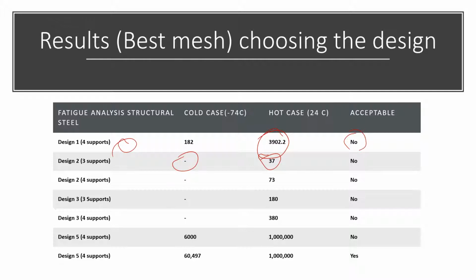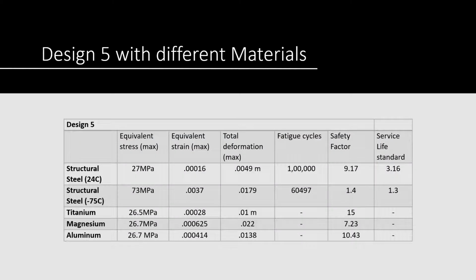We moved on to designs 2, 3, 4, 5, all the way up to design 5, where we finally saw an acceptable cycle count, and we decided that would be our design. So now that we have our geometry, we moved on to experimenting with different materials. First, we did a full run with structural steel, looked at the safety factor and the service life, then we moved on to titanium and magnesium, and then aluminum.